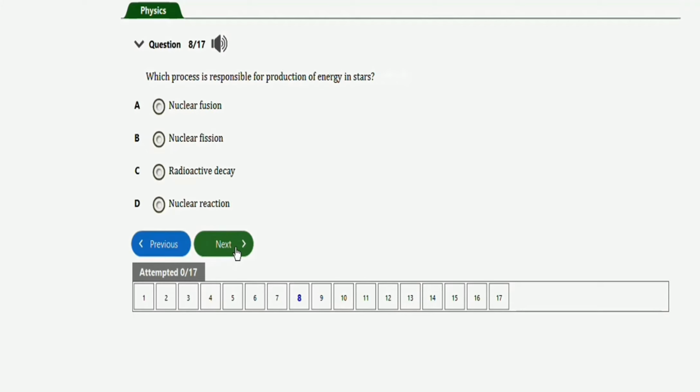It says which process is responsible for production of energy in stars? Still nuclear fusion. The different version of this question we saw was about the sun. Okay, production of energy in the sun. Nuclear fusion does that. The same thing is also applicable to production of energy in stars. Nuclear fusion also does this. Okay, so the right option here is option A, which is nuclear fusion. Take note of it. The next question will be this one.